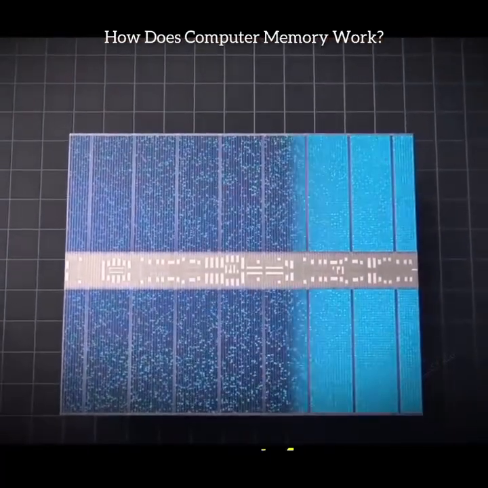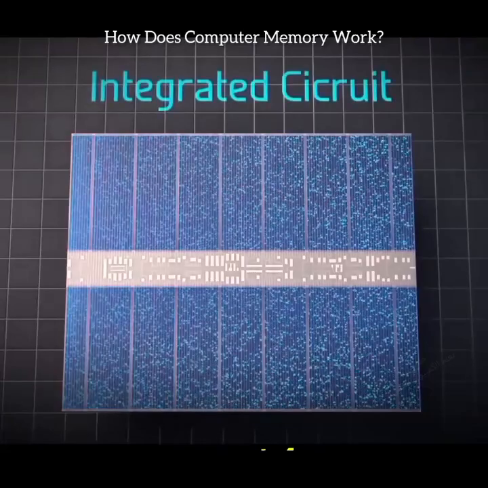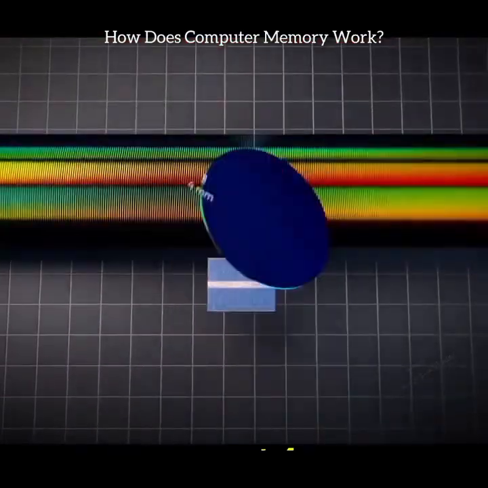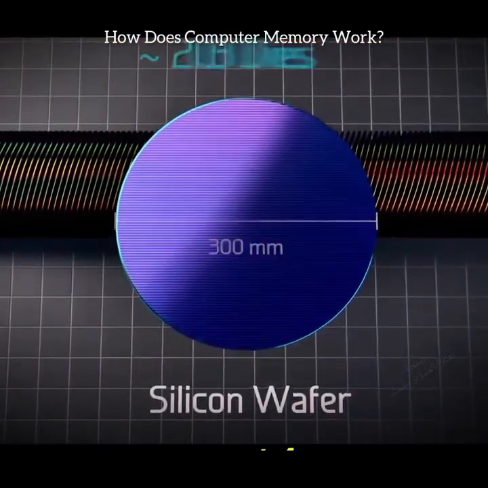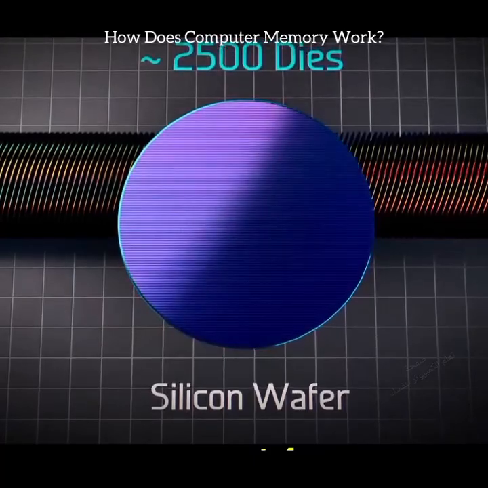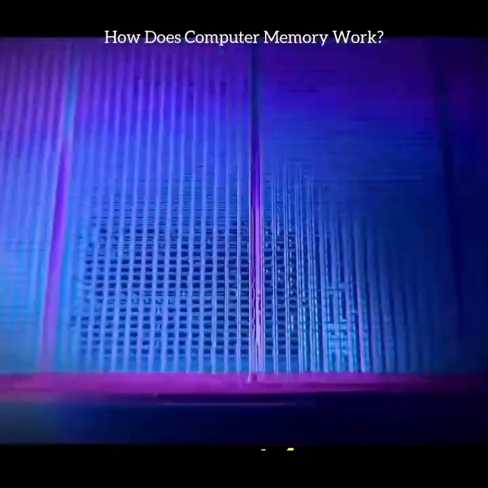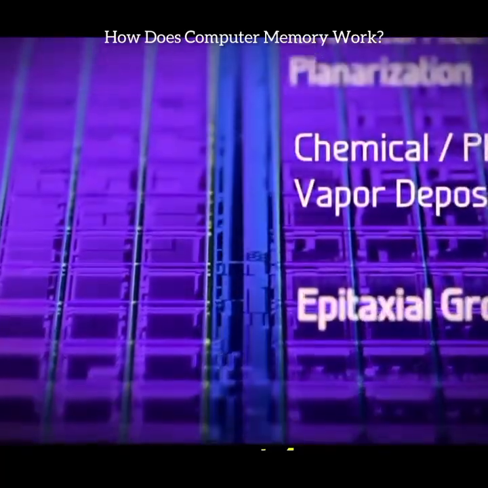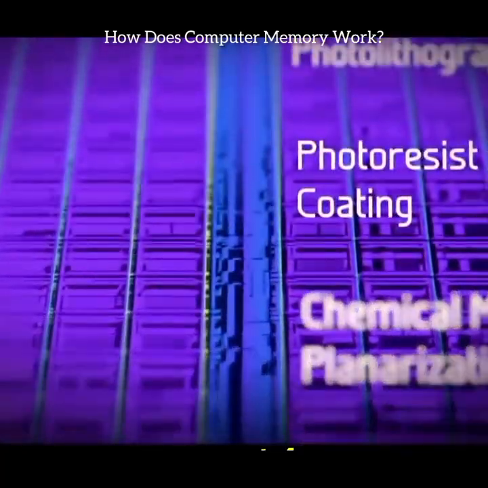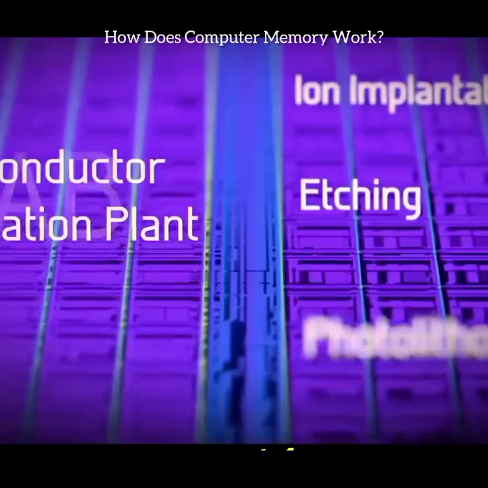This incredibly complicated die, also called an integrated circuit, is manufactured on 300mm silicon wafers, 2,500-ish dies at a time. On each die are billions of nanoscopic memory cells that are fabricated using dozens of tools and hundreds of steps in a semiconductor fabrication plant, or fab.